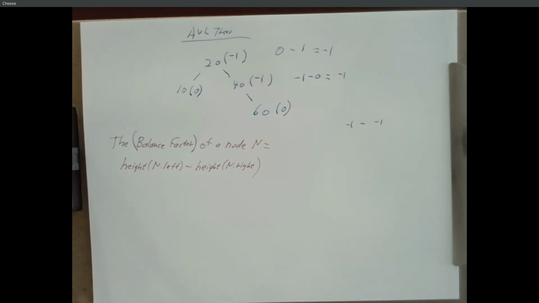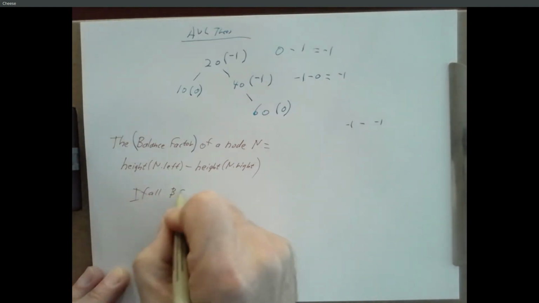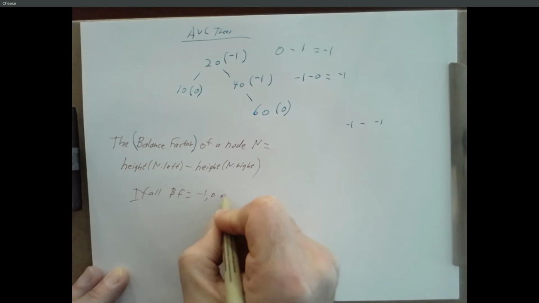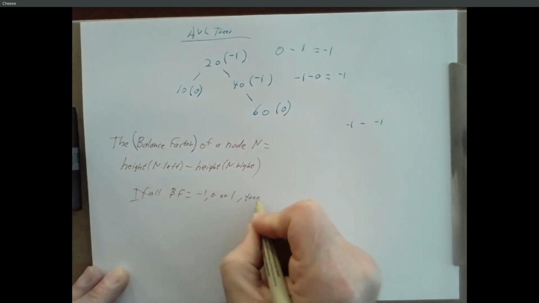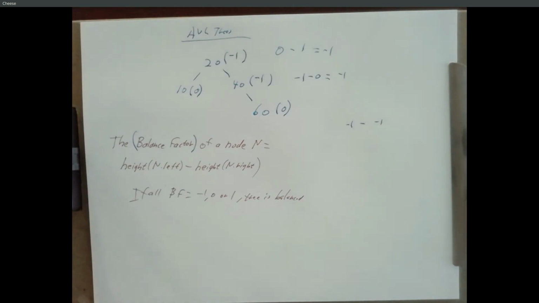Okay, here's the deal. As long as all of these factors are 0, 1, or minus 1, we're okay. The tree is still balanced. But when we insert a node, if we find a balance factor of 2 or minus 2, the tree is unbalanced. So if all BF equals minus 1, 0, or 1, the tree is balanced. So this tree is still balanced.